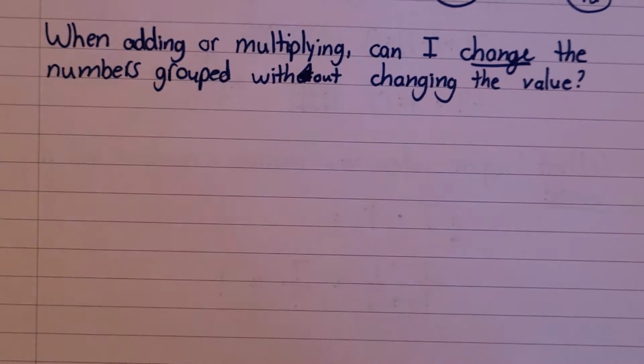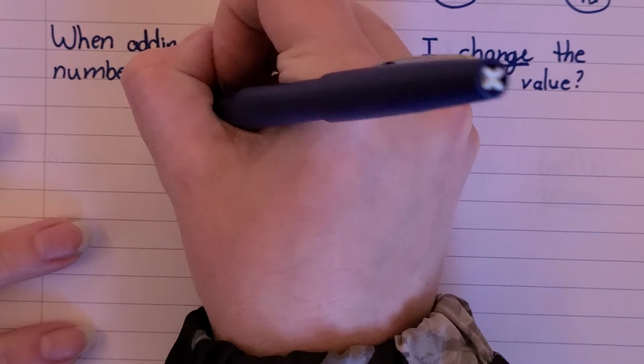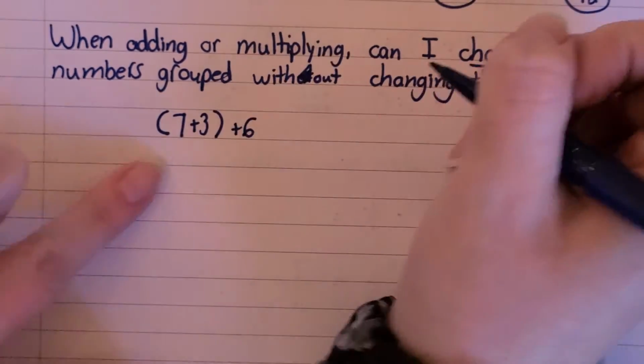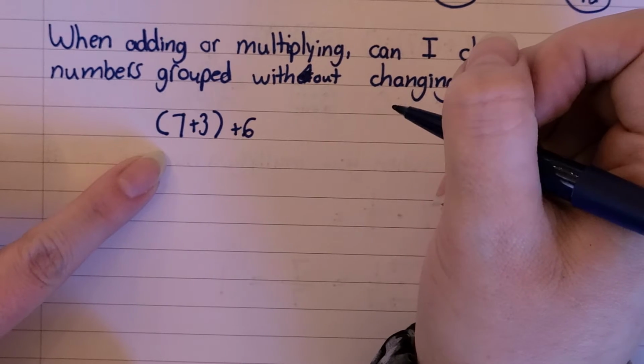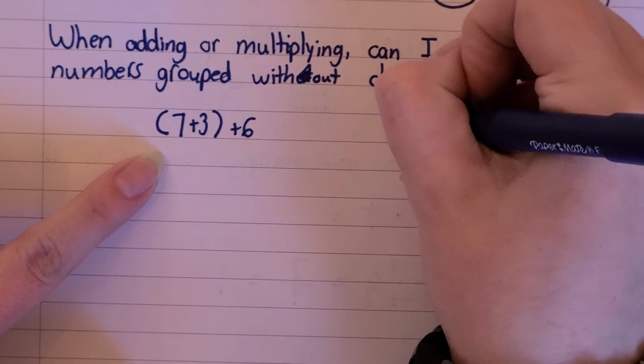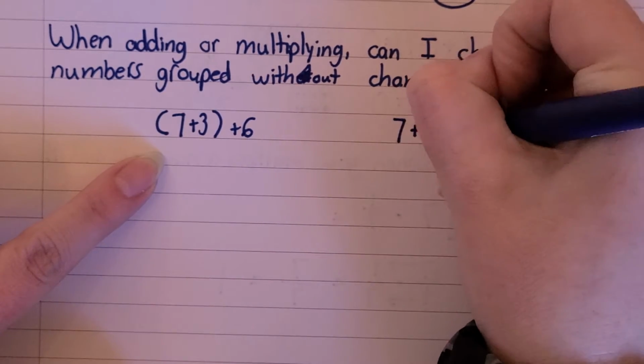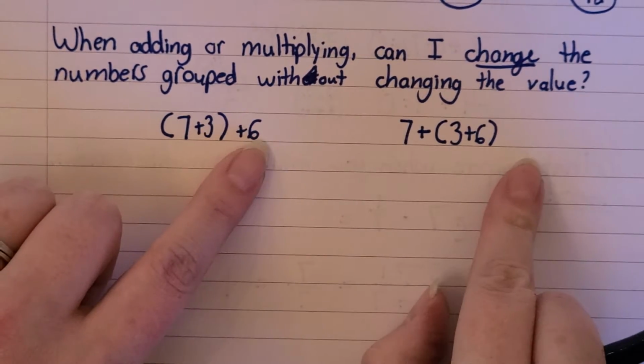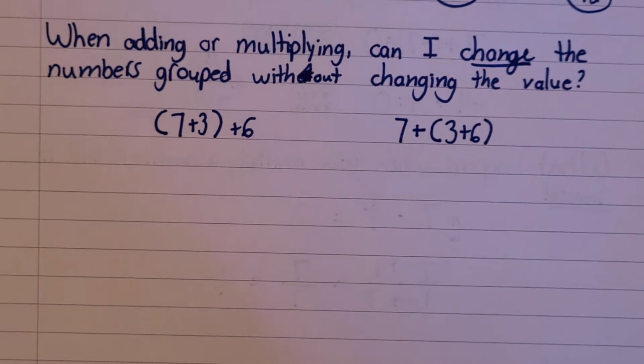All right. My question for now is, when adding or multiplying, can I change the numbers grouped without changing their value? Do you think yes or no? If you're not sure, what I mean is if I give you an order of operations problem, 7 plus (3 plus 6), if I change this and solve 7 outside of the group and put 3 plus 6 as a group, if I change which numbers are grouped, did I just change the value?